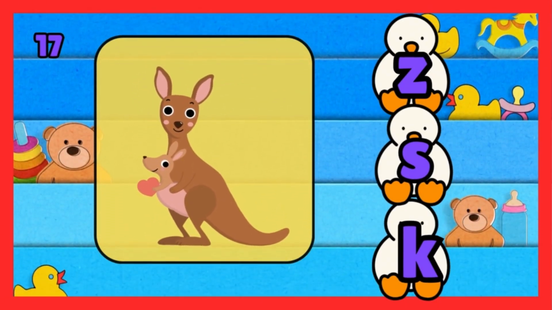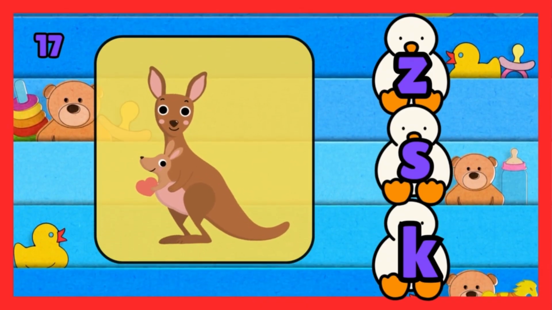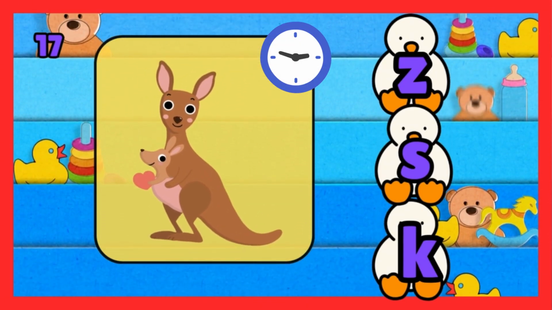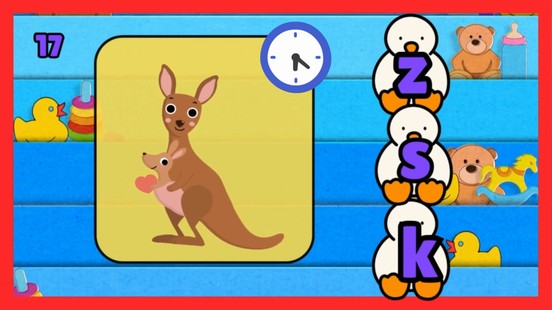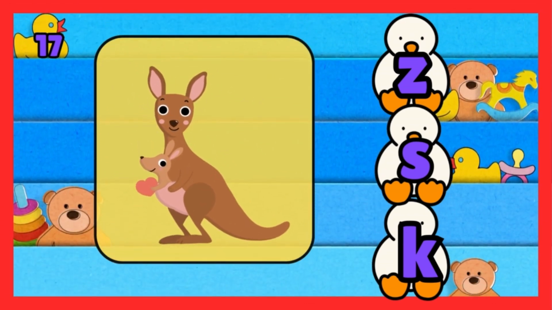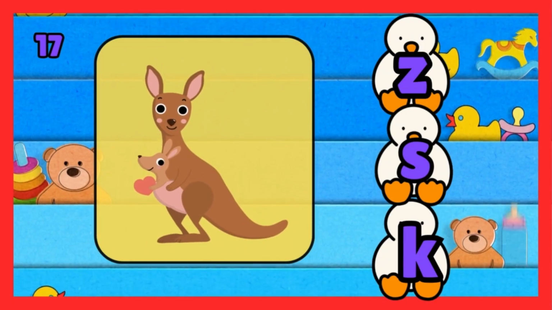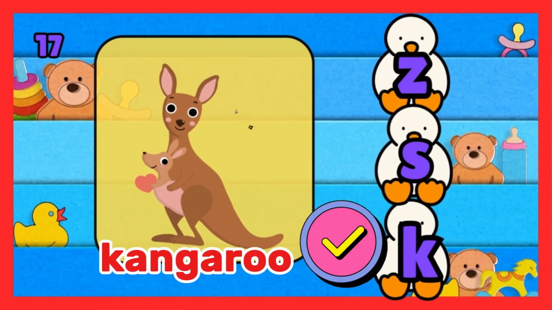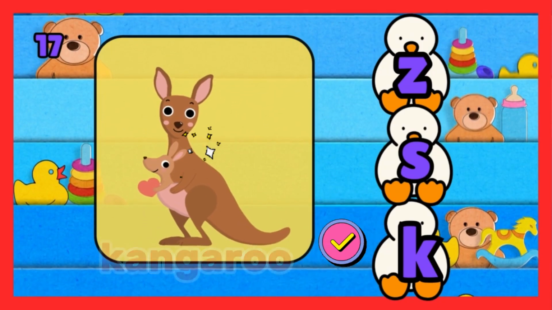What's the beginning letter of the word kangaroo? The beginning letter is K. That's right. The word kangaroo begins with the letter K.